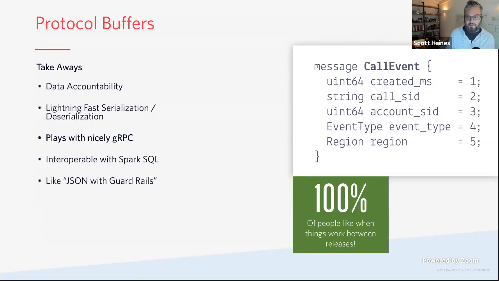So one of the takeaways is that between releases, people really like it when things continue to work. And if you can guarantee that things continue to work from a messaging format within your microservices, then you don't have to worry about whether you're going to break downstreams, or if upstreams are going to play nicely with downstreams, et cetera.